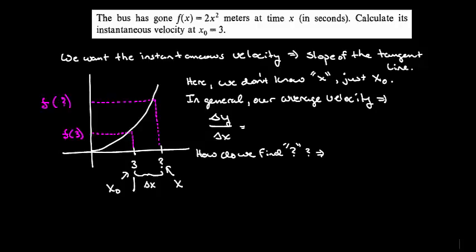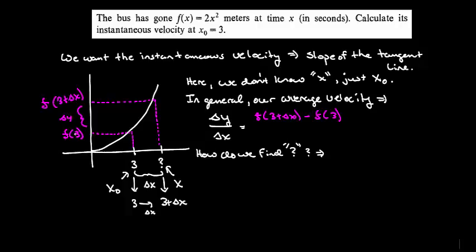Well, here's what we know. We started at 3 and we went over a distance of delta x. So this point must be at 3 plus whatever delta x was. If we went over by 1, then it was 4. If we went over by 0.1, it was 3.1. So this point up here must be the function evaluated at 3 plus delta x. Now we can compute our average velocity, which will change into our instantaneous velocity once delta x goes towards 0.